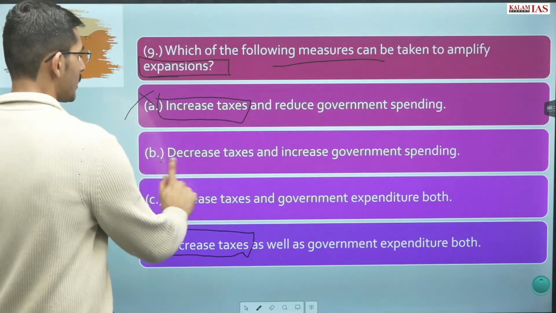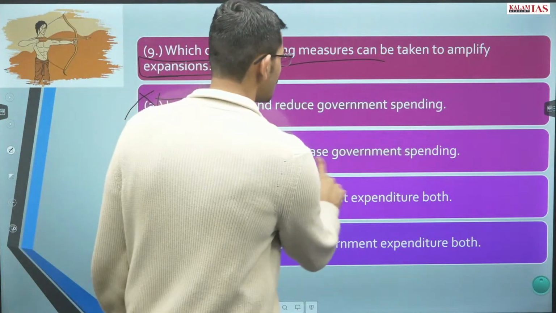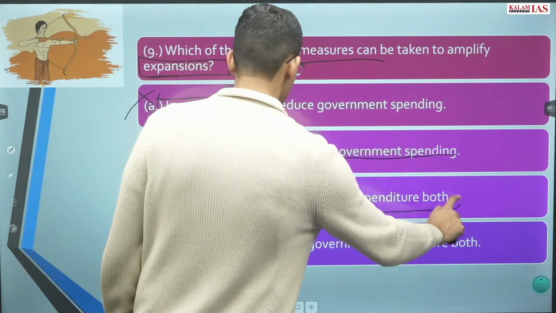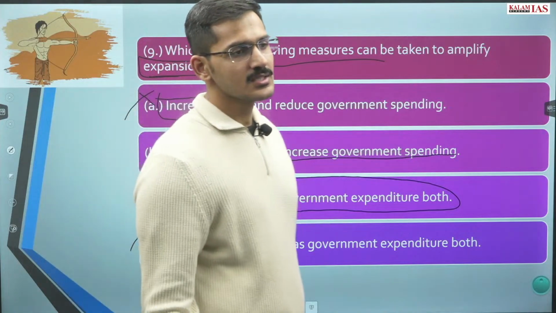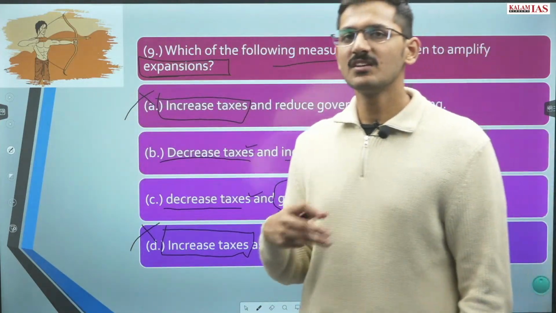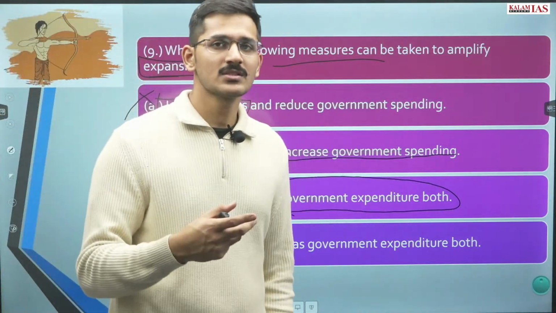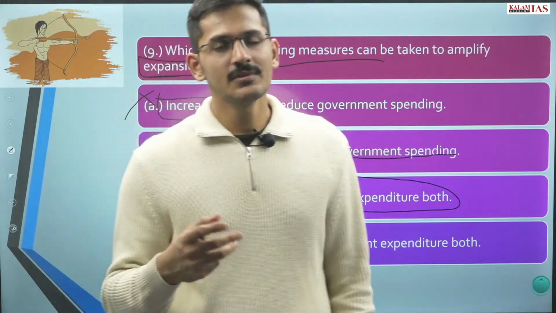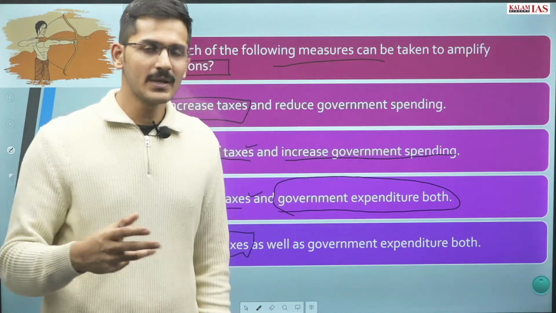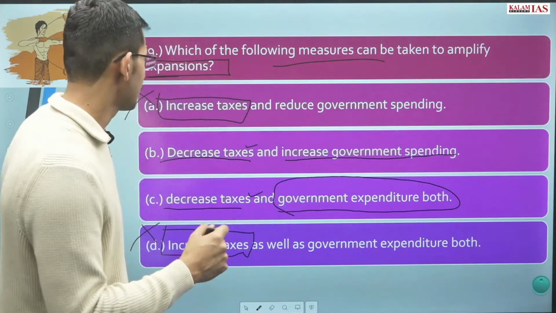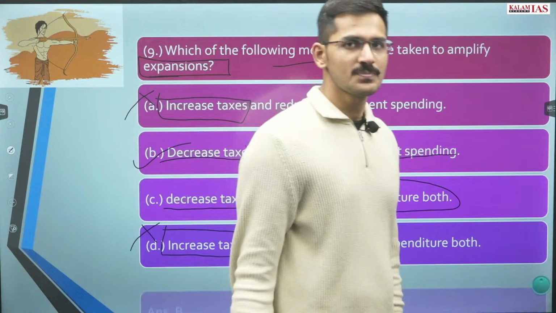Next is decrease taxes. Okay, taxes should be decreased. That is correct in both the statements. And increase government spending or government expenditure, decrease government expenditure. Now, in which of the following cases will people or the industries receive more money? When the government of India spends a lot of money, or when the government of India reduces its own spending? Obviously, when the government of India spends a lot of money, that will result in expansion of the economy, that will result in more money in the hands of people and in the hands of industry. So here the answer is B, decrease in taxes and increase government spending.